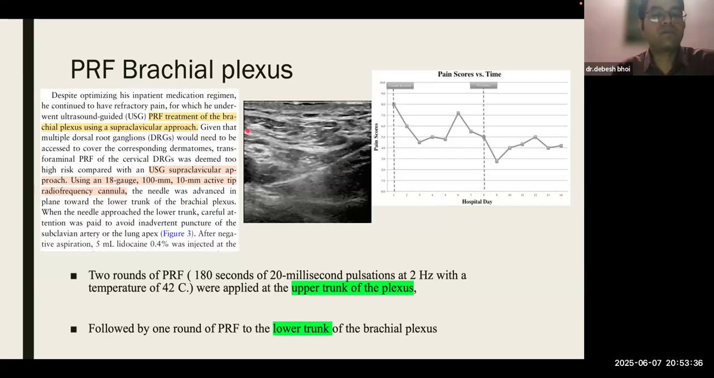They identified the trunk, supraclavicular area. They did the PRF treatment of the brachial plexus using a supraclavicular approach, and they used an 18 gauge, 100 by 10 mm active tip RF cannula. The PRF was done for 180 seconds at 20 millisecond pulse.